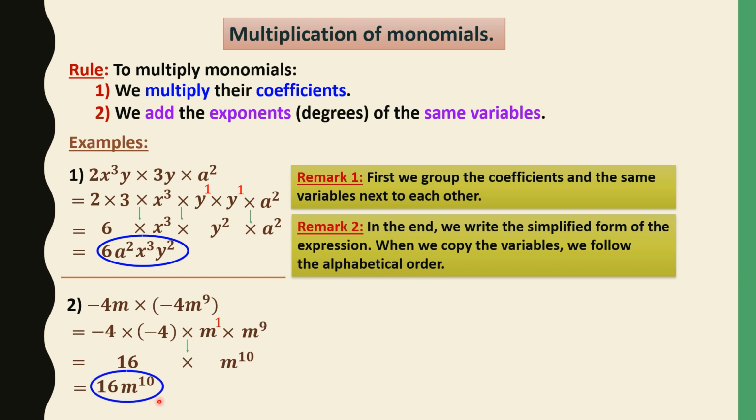If you wanted to do it fast, we do negative 4 times negative 4, it's positive 16. We don't have to put the plus. And m times m exponent 9, it's m exponent 10. We have invisible 1 here as exponent.